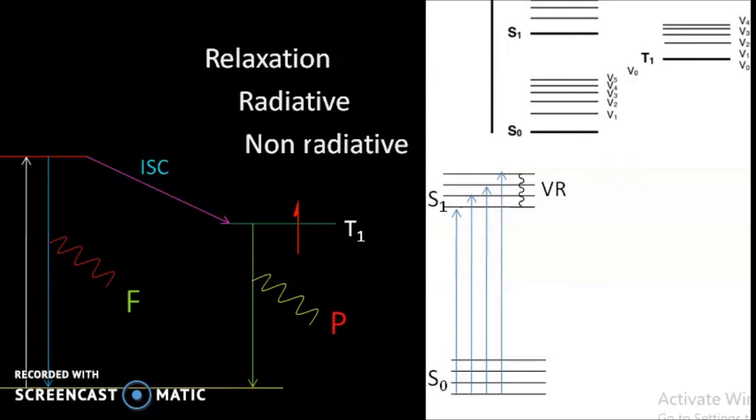Alright, hope this is clear to you: the various types of relaxation modes, radiative and non-radiative, the triplet state and the singlet state, etc.